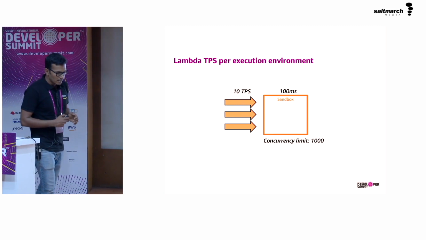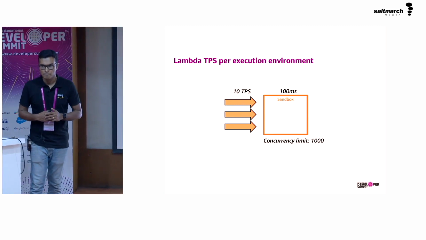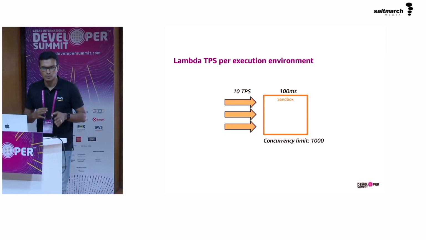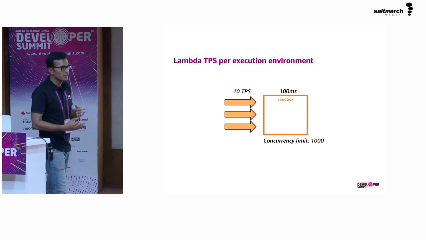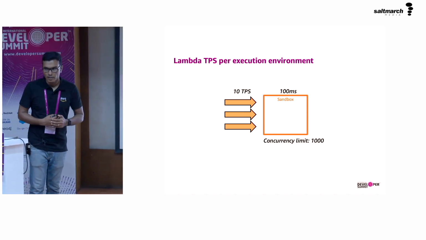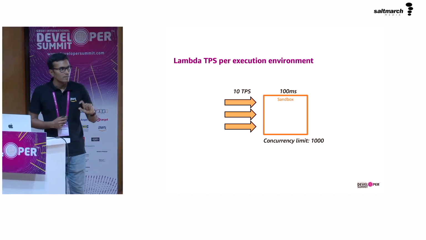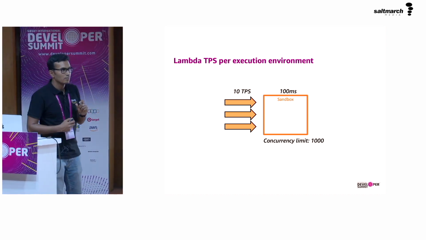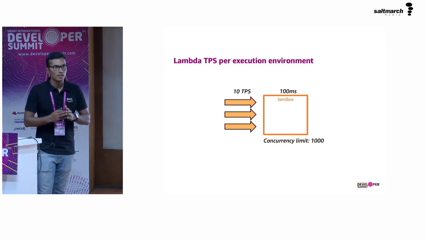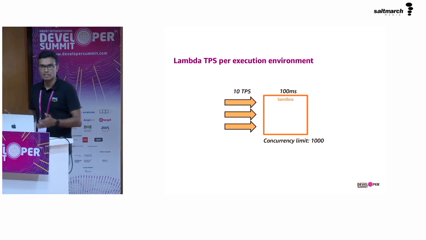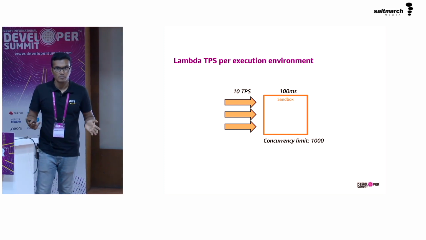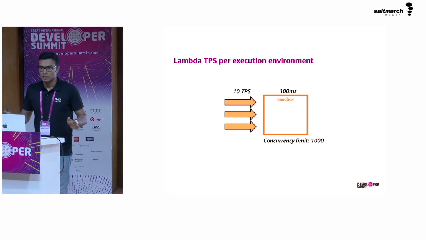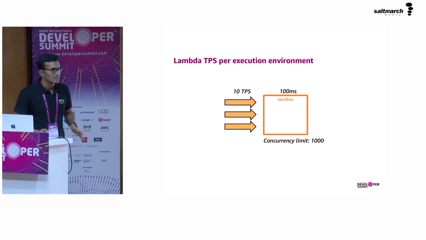This one is a lesser known quota, or it's documented in our public documentation, but we don't speak as much about this particular one. So for each execution environment, there's another limit that comes into play of 10,000 requests per second. So if you have a function with an execution of 100 milliseconds, and you get a steady state traffic of like 10 transactions per second, you're well within the concurrency limit.